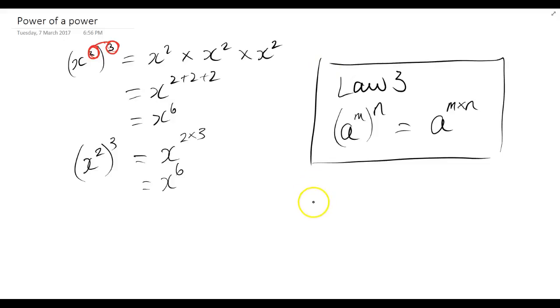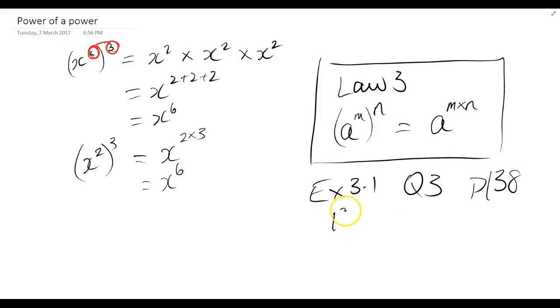This links really nicely to exercise 3.1, question 3, and that's still on page 138. So now we can launch into questions that revise that particular law. Again, just to get lots of practice, we're going to look at doing the first and third columns. So hopefully that is enough to get you on your way.